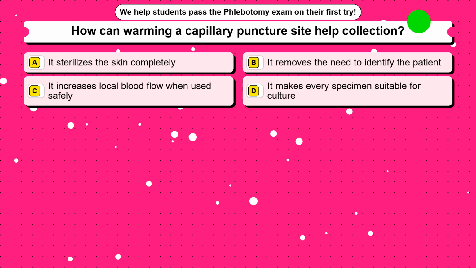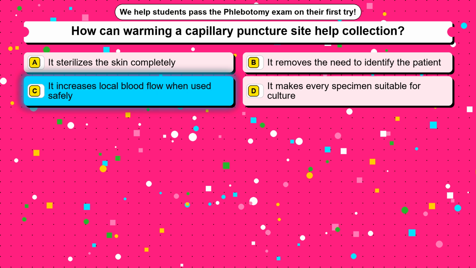Question 91. How can warming a capillary puncture site help collection? Option A. It sterilizes the skin completely. Option B. It removes the need to identify the patient. Option C. It increases local blood flow when used safely. Option D. It makes every specimen suitable for culture.